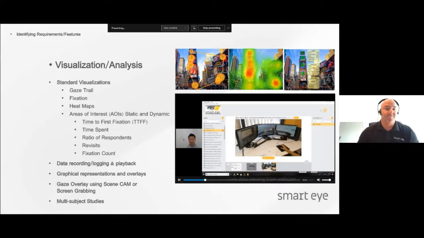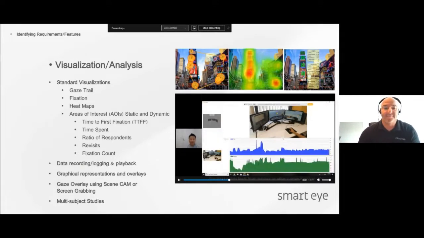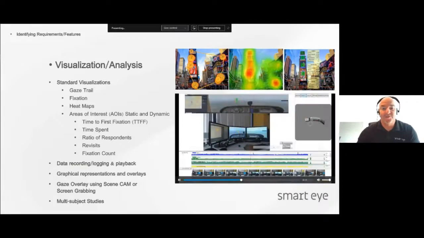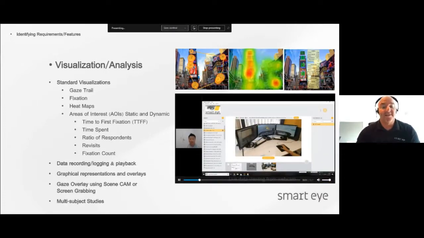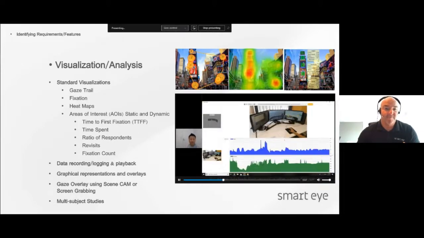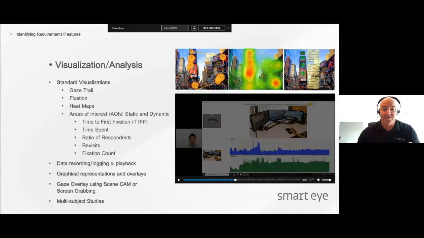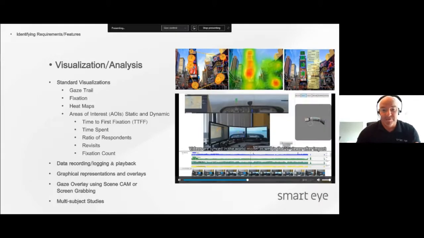Many of our research clients prefer to use the raw data feeds without visualizations of the data. However, some researchers prefer to have additional visualization and analysis capabilities. Aaron presented some of the common visualization capabilities, such as gaze trails, fixations, heat maps, and areas of interest. But you can also utilize other features, such as data recording, logging, and playback, as well as graphical representations of the data, as well as pre-formatted analysis reports.